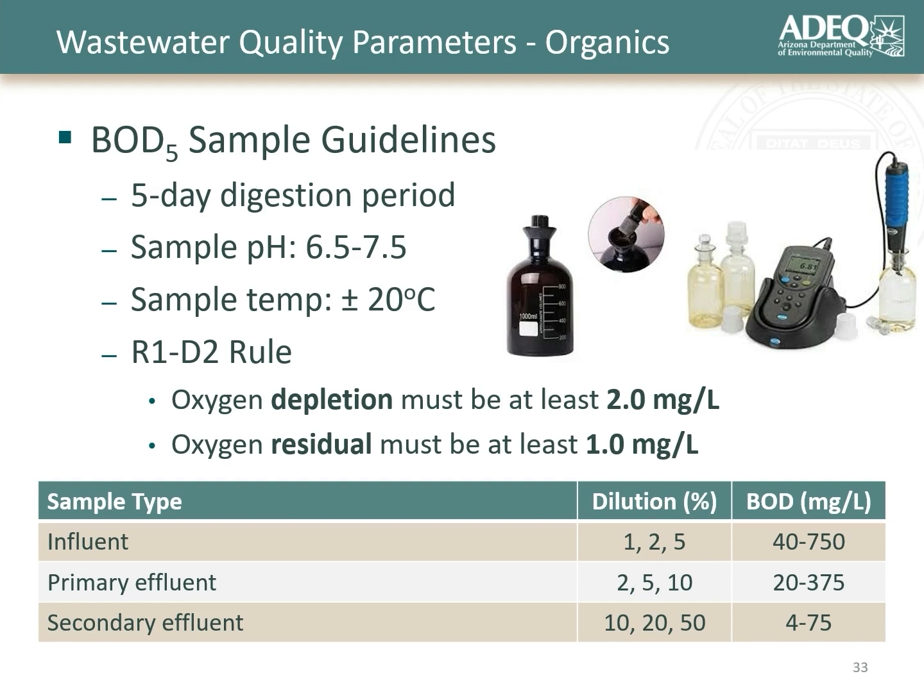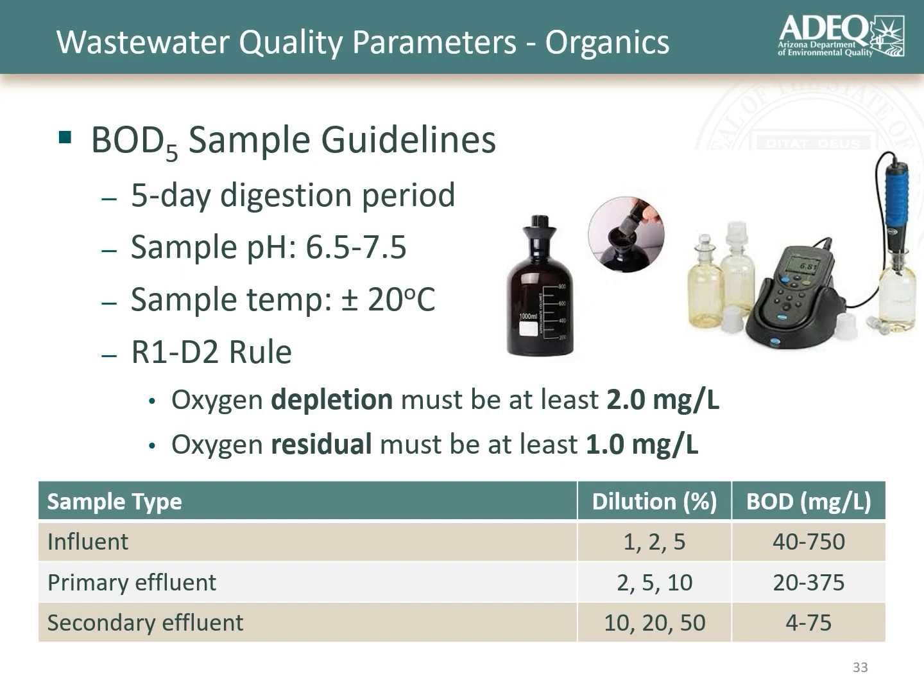And what is required is this R1D2 rule. So, first, with R1, the residual dissolved oxygen content at the end of the test must be 1 milligram per liter. And the amount of oxygen that was depleted from the beginning to end must be at least 2 milligrams per liter. If you do not meet this rule, then the sample is not valid and you need to redo the sample. So, that's an important thing to note.